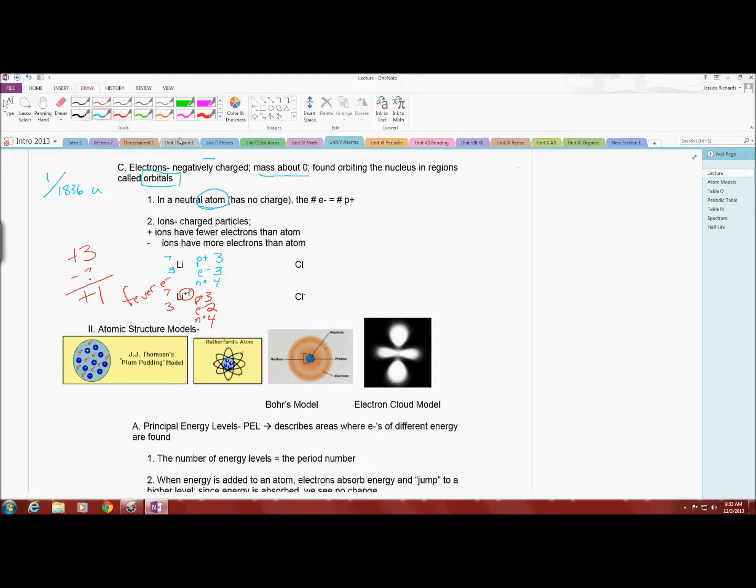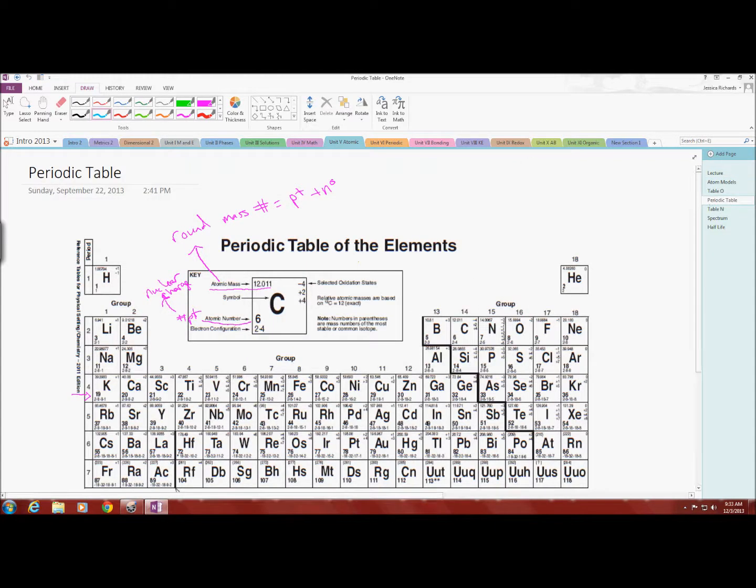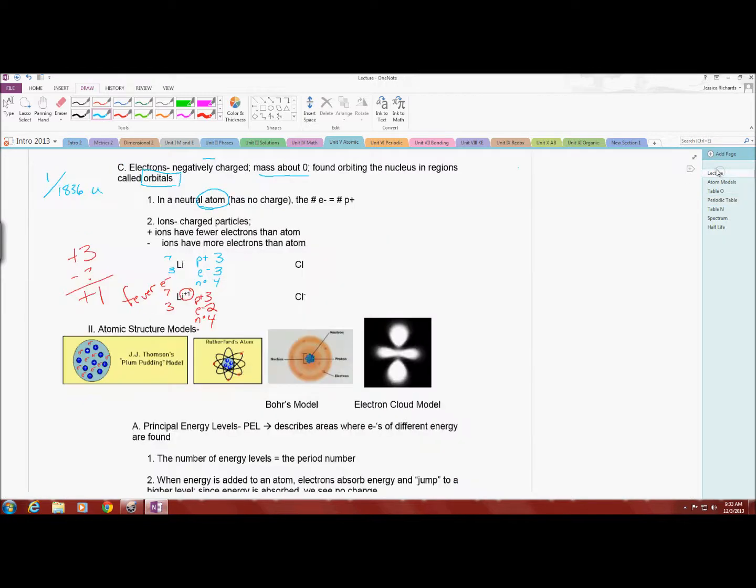Let's take a look at chlorine over here as a negative ion. So again, we go back to our periodic table. Chlorine is element number 17, and we're going to round its mass to 35. So it has 17 protons. In our neutral atom, it has to have 17 electrons. And then, of course, we subtract the 2 numbers to get 18 neutrons.